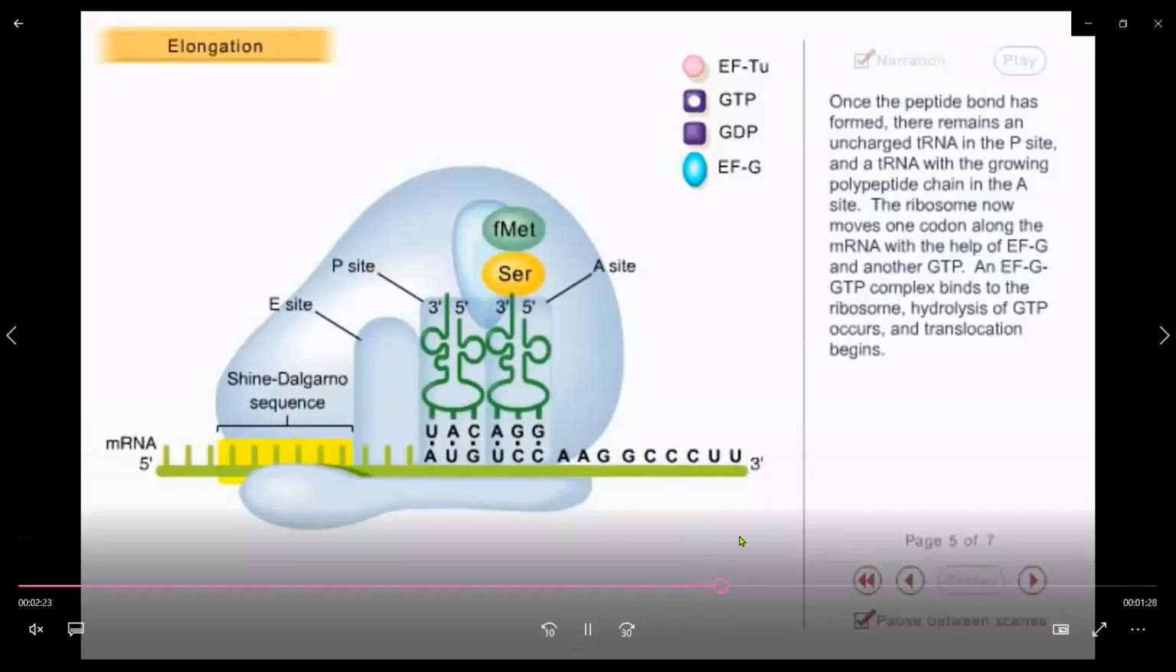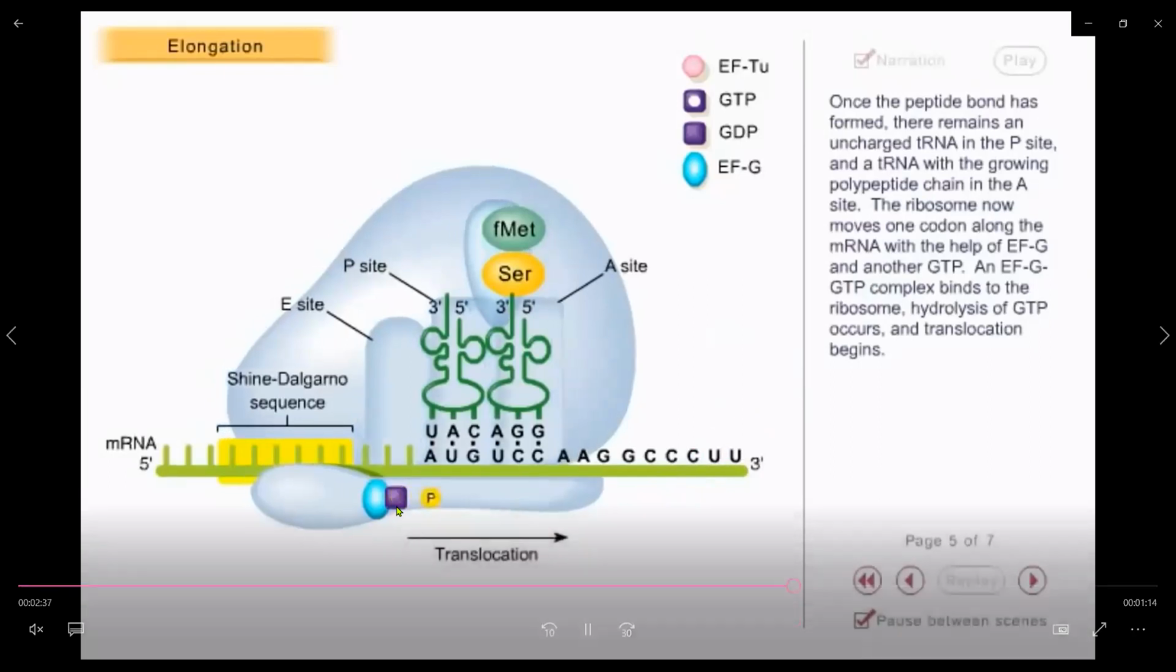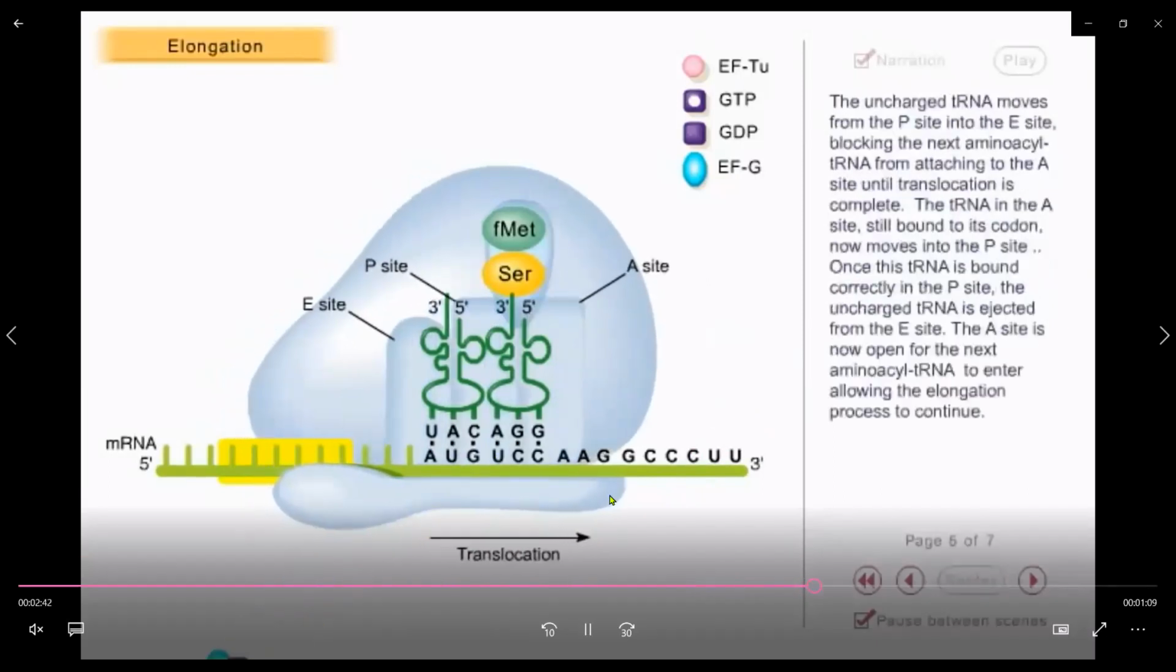So elongation will now start. You can see the elongation factor G binds with the GTP. You can see it has got attached, breakdown of GTP to GDP, and you can see the ribosome has started moving.